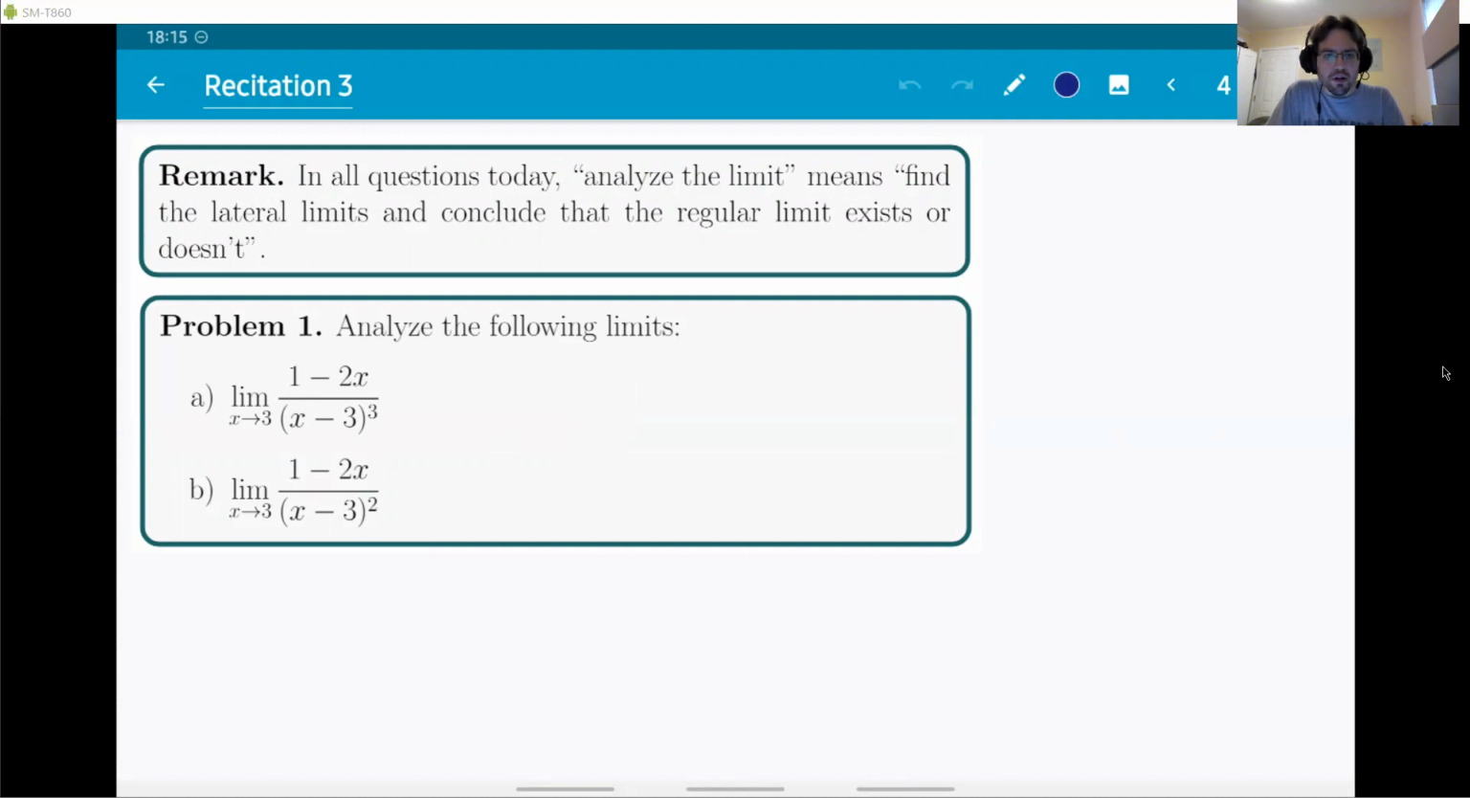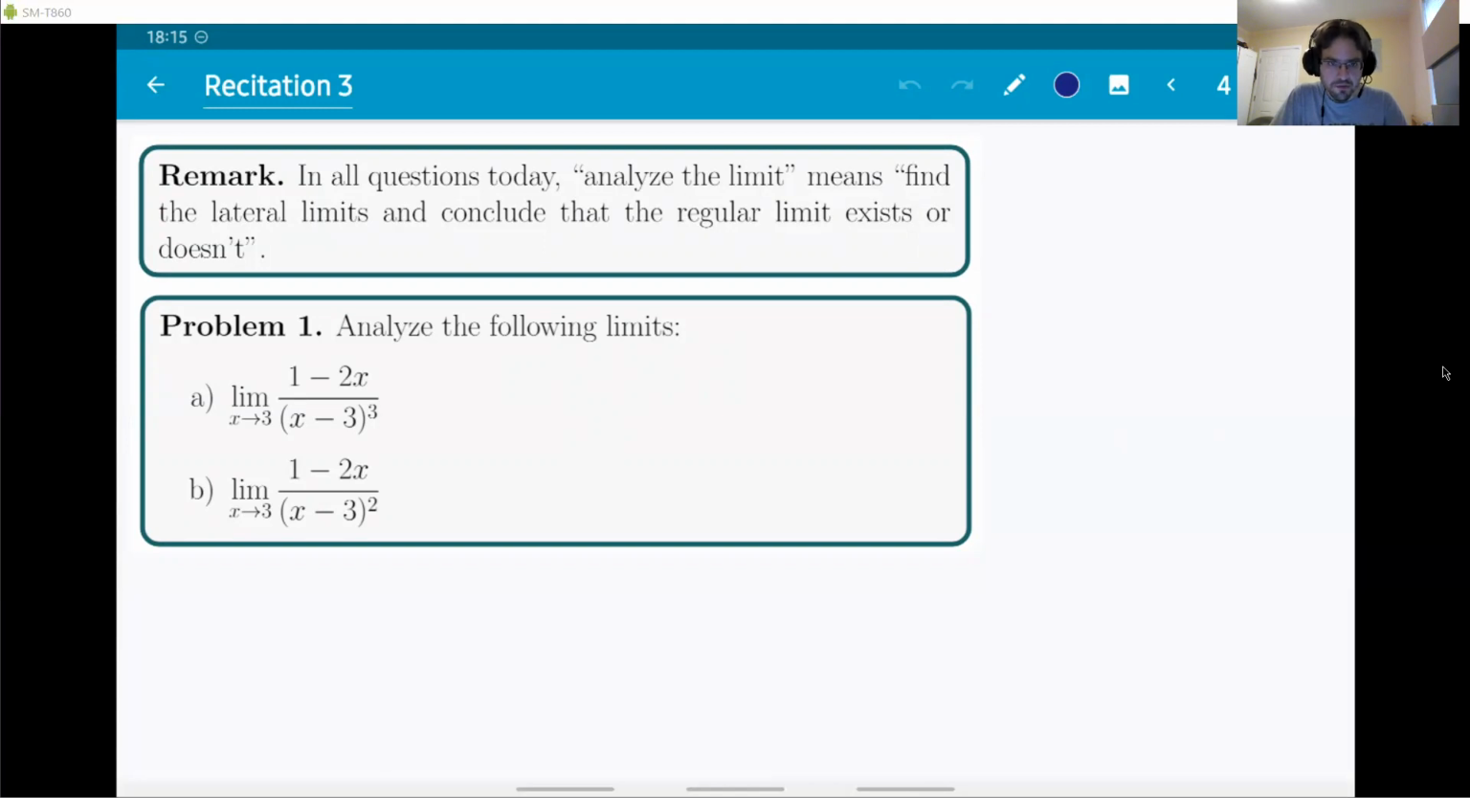So first of all, this remark here: in all questions today, analyze the limit means find the lateral limits and conclude that the regular limit exists or not. That's what the word analyze means in here. And they will all be cases of infinite limits. So let's look at this first one.